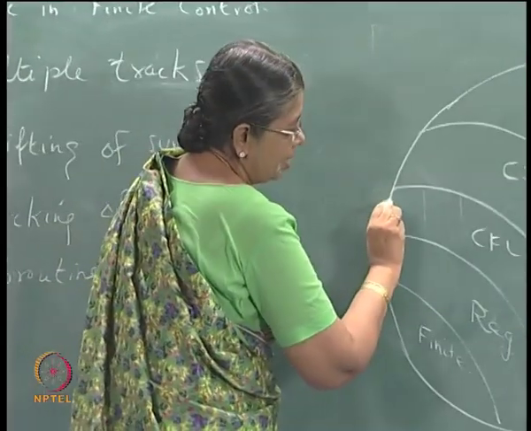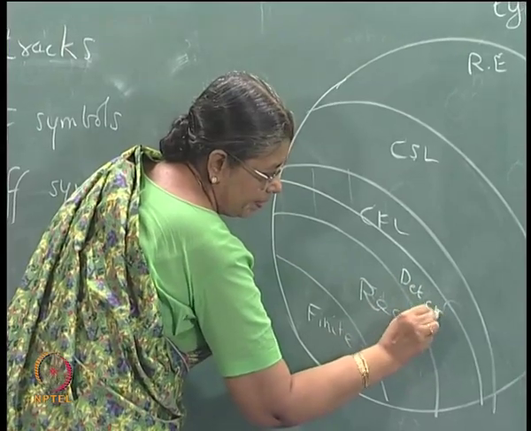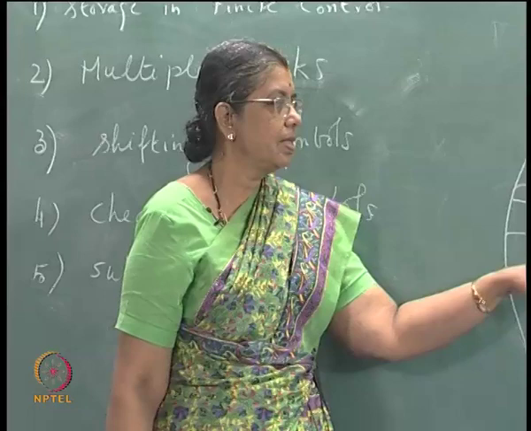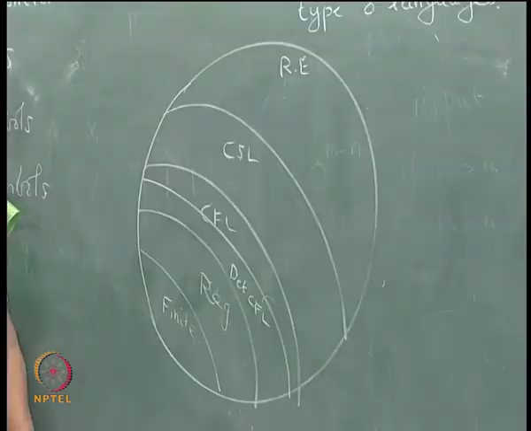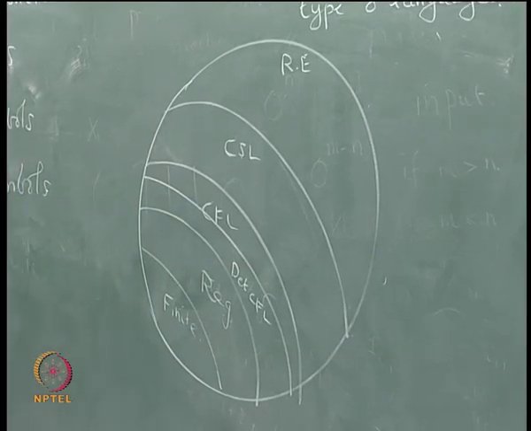Now, here comes deterministic CFL. It is higher than regular, but less than CFL. Languages accepted by deterministic push down automata.